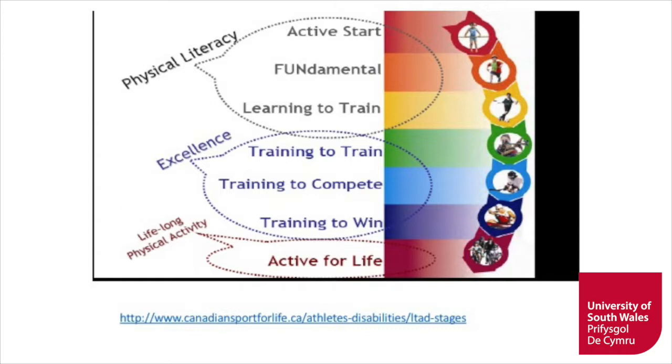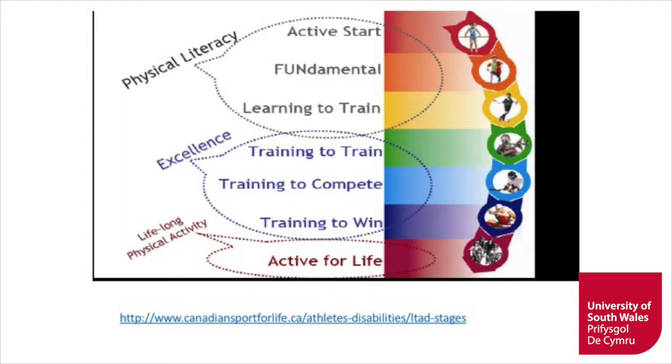Focusing on this model, as you can see, some of the topics we've looked at in previous sessions fit and align to this model. So the active start, fundamentals, and learning to train is around developing those key competencies and physical literacy. The training to train, training to compete, and training to win stage is around more of the excellence and performance side of it, which we haven't really touched on in great detail.